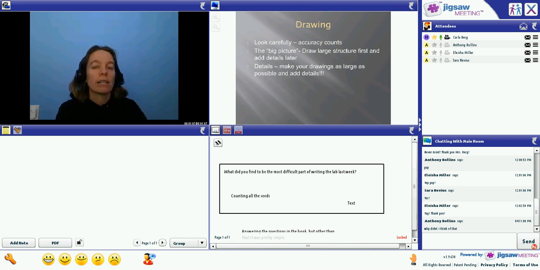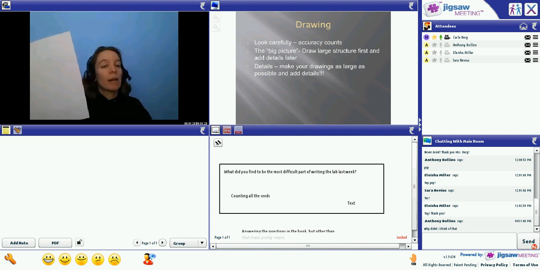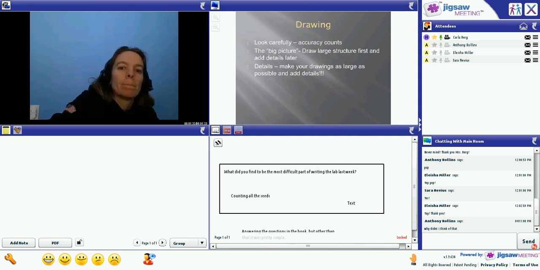If you have a picture with lots of details, you are going to want to make your drawing as large as possible so you can add the details within reason. If you are writing a lab report, you are not going to put the picture of the onion cell on a huge piece of poster board. Okay, it needs to fit in your lab report, so it would just go on a normal 8.5 by 11 sheet of paper.